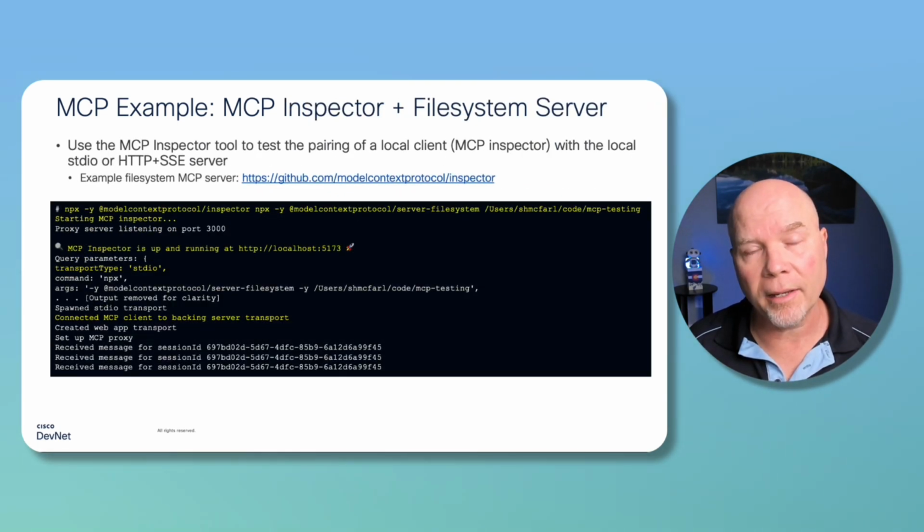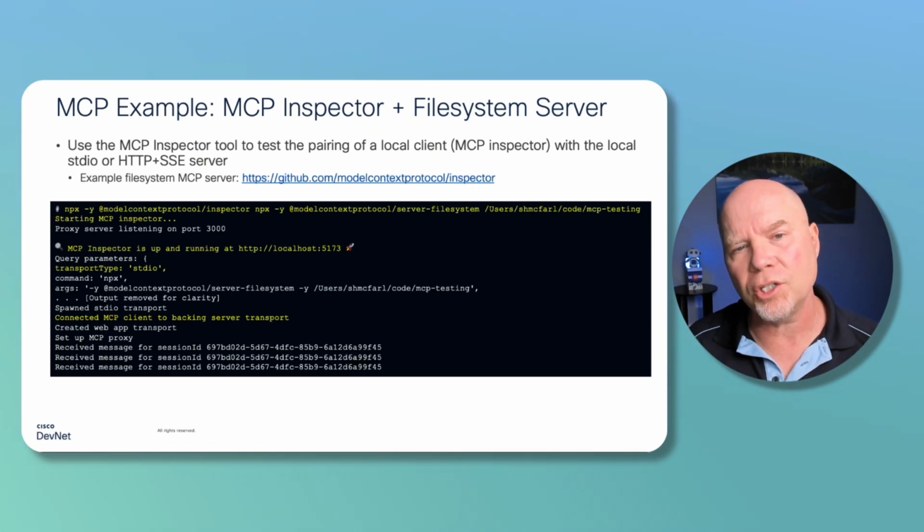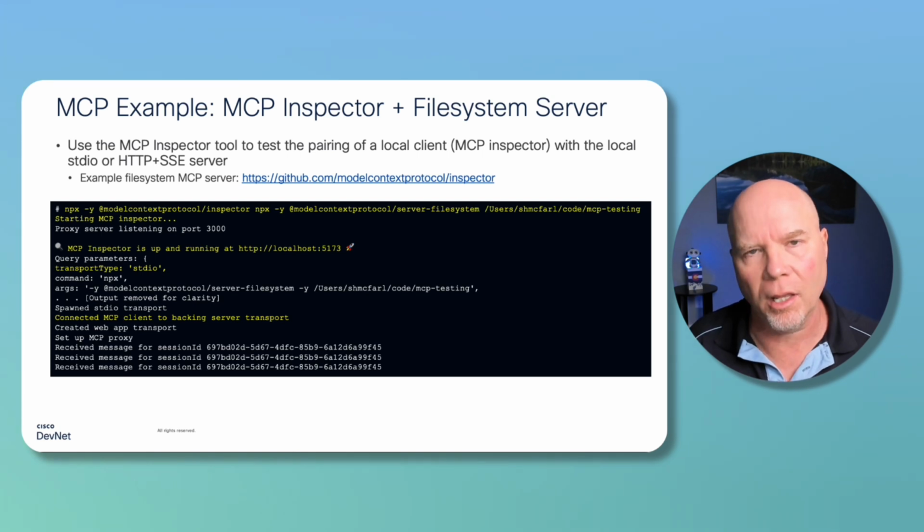Now, what we want to look at is the client-to-server pairing. We talked about setting up our file system server on our local machine, but there are lots of options for clients. As I mentioned, Claude Desktop and Cursor and many clients out there have the MCP client functionality built into them. But if you want to test a raw connection, or maybe the client that you're developing, MCP's GitHub repo provides this really cool tool called the MCP Inspector, and you can find it at the URL that I'm showing here.